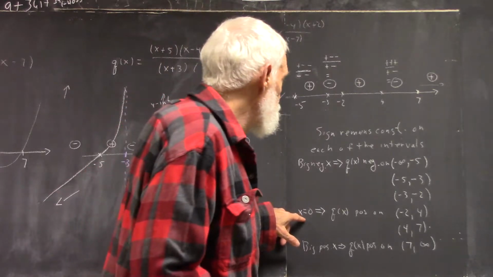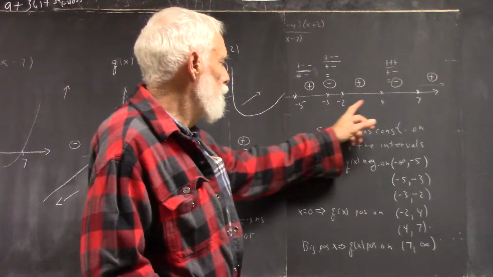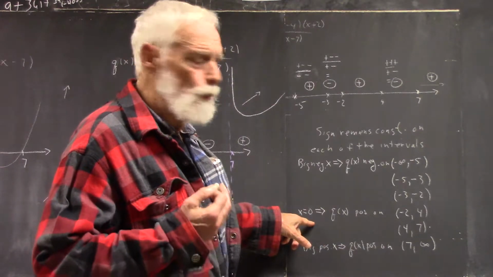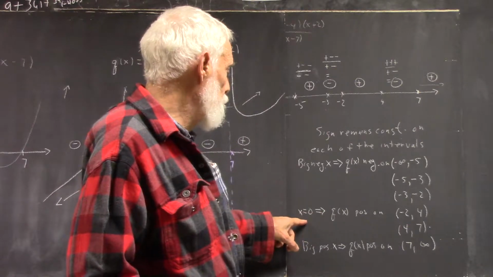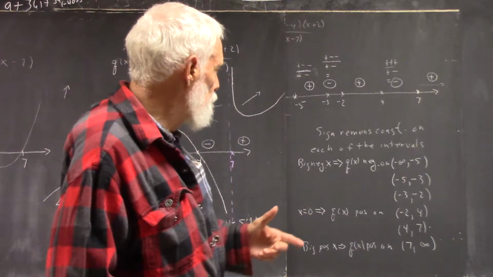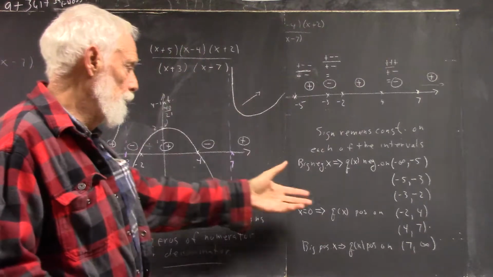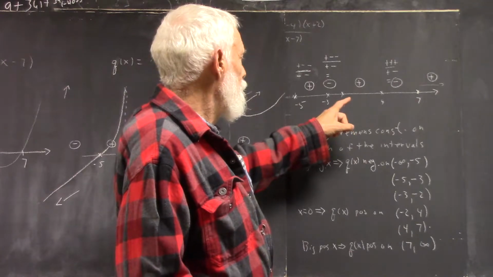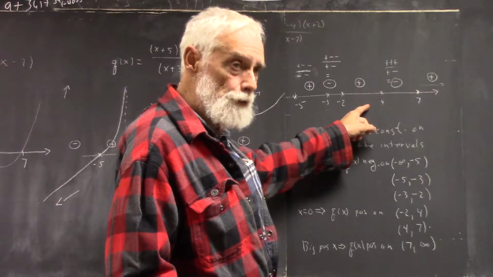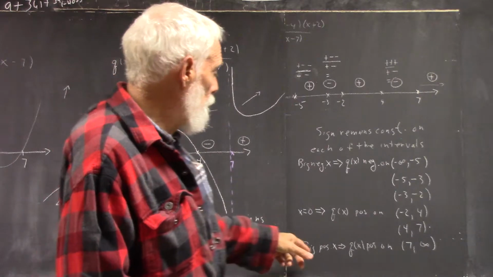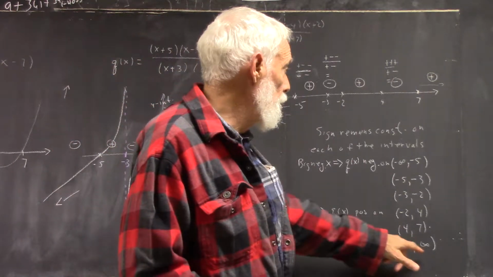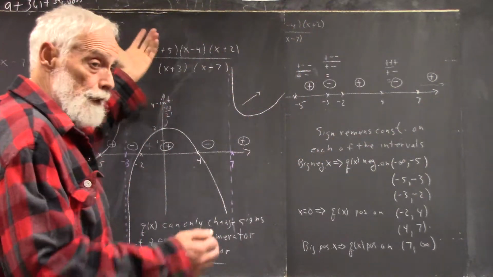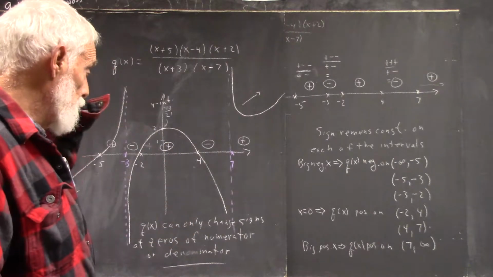If we use x equals 0, which falls in the interval from -2 to 4, and we usually do this because we usually try to find the y-intercept. If x equals 0, we get the y-intercept, and we can do that here, and we easily determine that that's positive. Since the y-intercept is above the axis, then on the interval that contains the y-intercept, the function is going to be positive. A big positive x implies that q of x is positive on 7 to infinity. Big positive x makes all these positive, so when you multiply and divide them, you get just a positive.